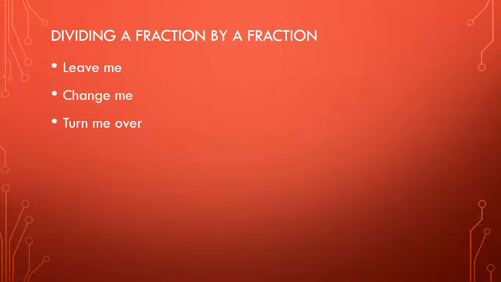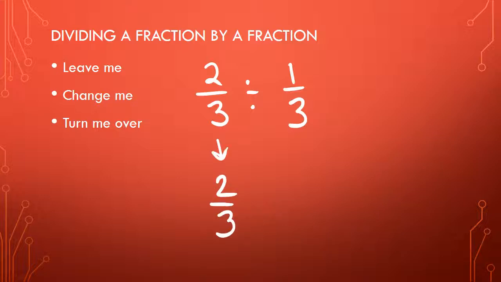So let's say we've got the problem 2/3 divided by 1/3. The first thing you need to do is leave me. So you leave your first fraction completely alone. Leave me. Then you change me. You change the division sign into a multiplication sign. And then you do step 3, you turn me over.